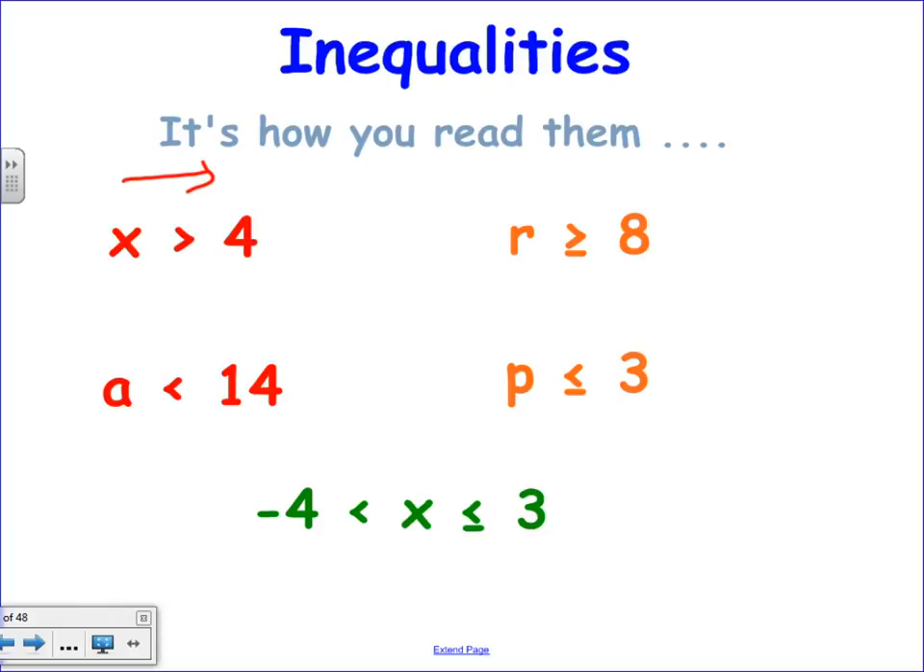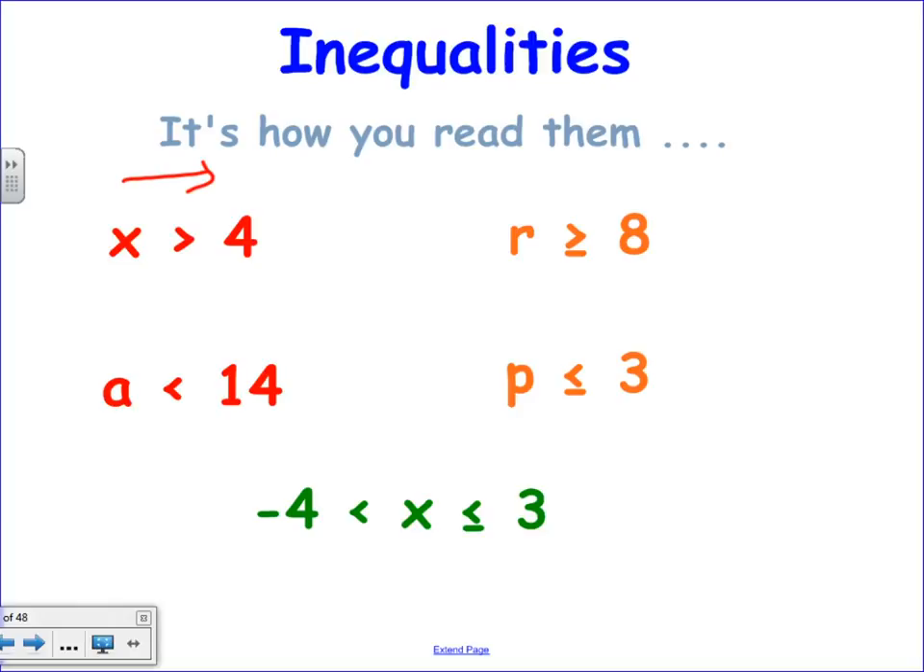Yeah? Read this one then. What does that one say? Good. P is less than or equal to 3. Can it be 3? Can it be 4? Can it be 2? Yeah? See what I'm saying? So it can have a range of values. It can be 3, 2, 1, 0, and so on.